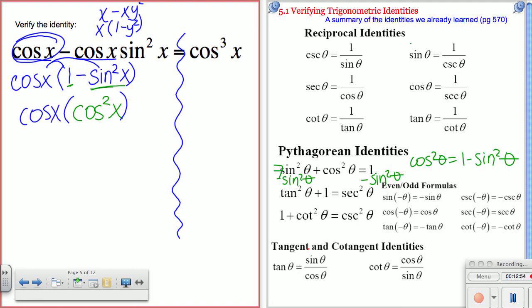And now cosine x times cosine squared x gives us cosine cubed x. Just think of it as x times x squared, that equals x cubed. And that's in fact what I wanted it to equal. So I just proved or verified that that identity is true. Cosine x minus cosine x sine squared x does in fact equal cosine cubed x.